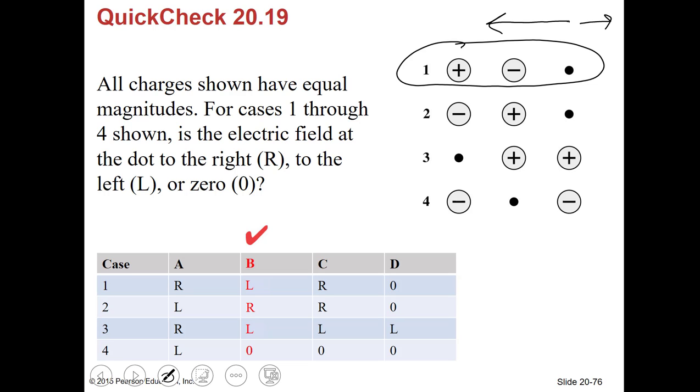I'm just kind of giving you a summary of what I've done. So we've got a contribution from the positive and the negative charge at the dot. You add them together, and you're left with to the left. Okay, and the same idea for the other ones.